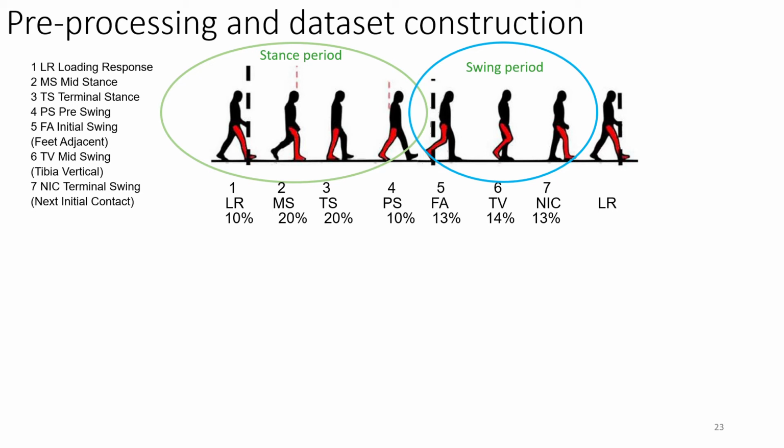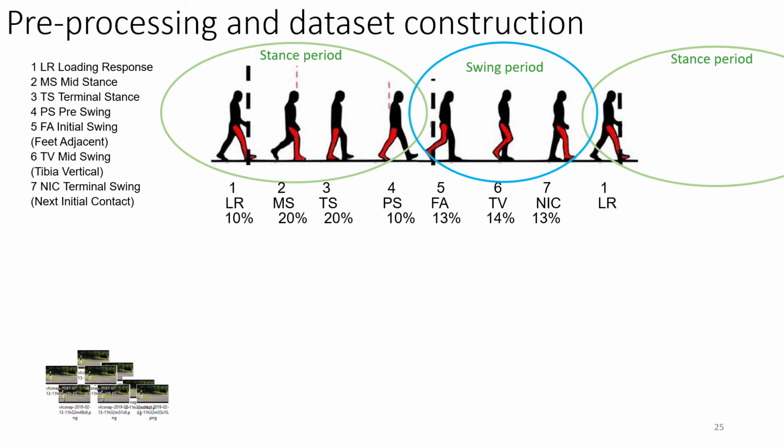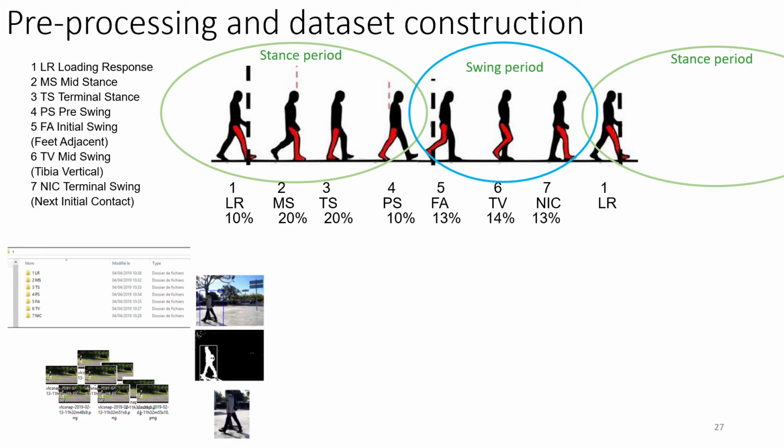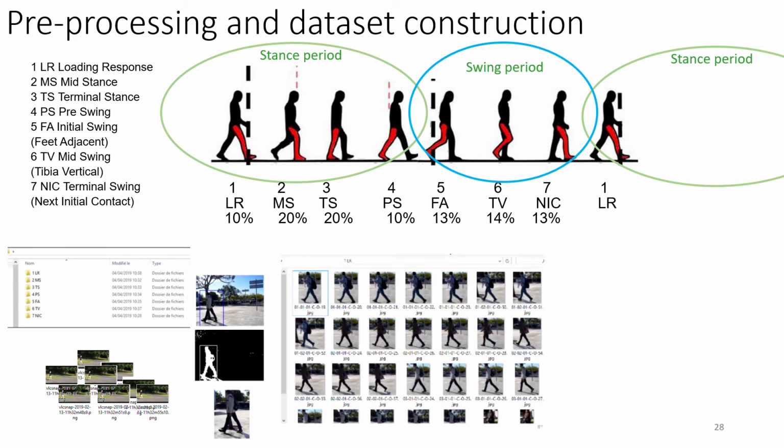It ends with the contact of the right heel with the ground. The last phase is the first phase of the following cycle. By observing each frame of each video of our dataset, we manually classify the phases and put each frame in its corresponding folder. Then, for each frame, we apply a background subtraction and morphological operations in order to isolate the human walking from the background, and rename all frames.